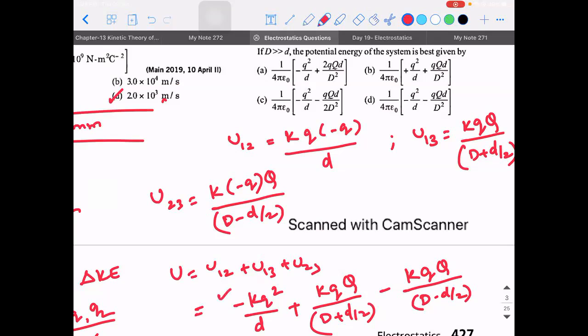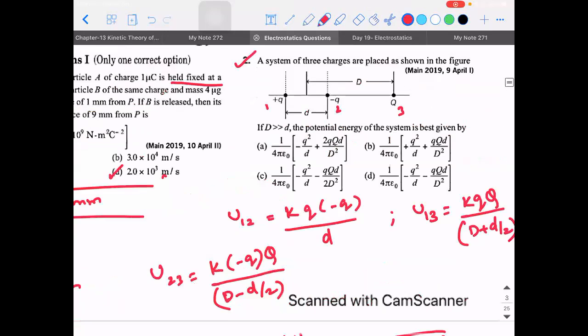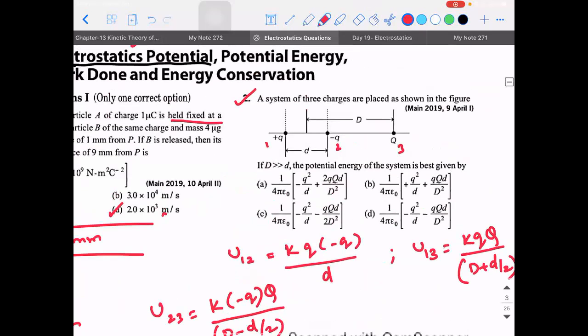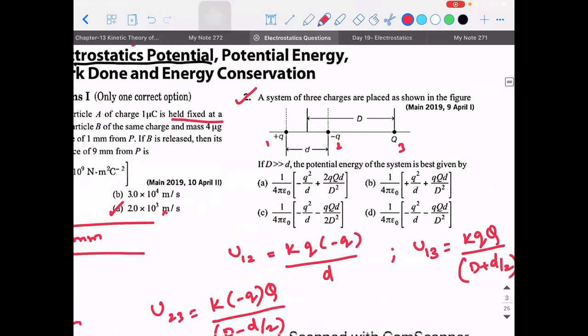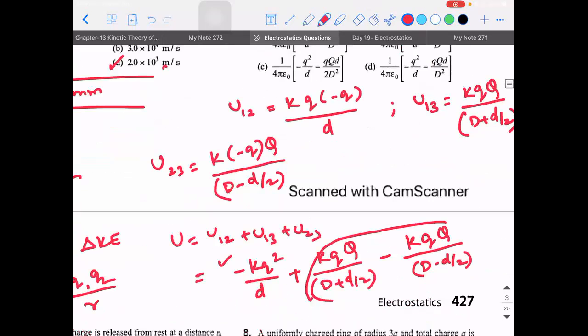So the first one you have to leave it as it is. So these two parts alone have to be solved.